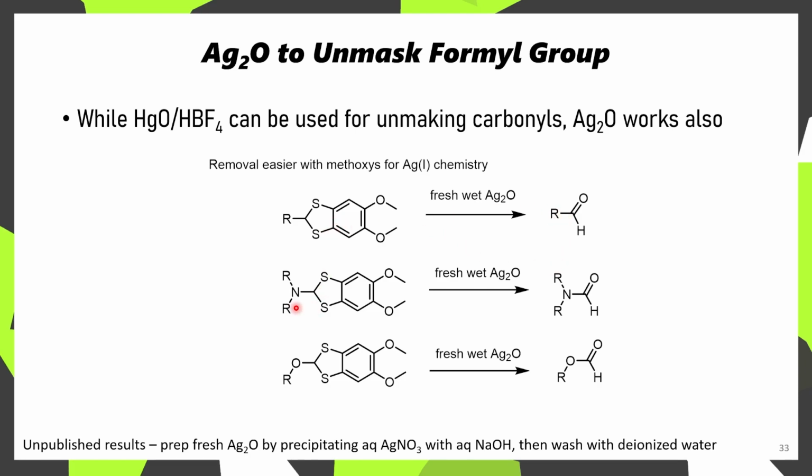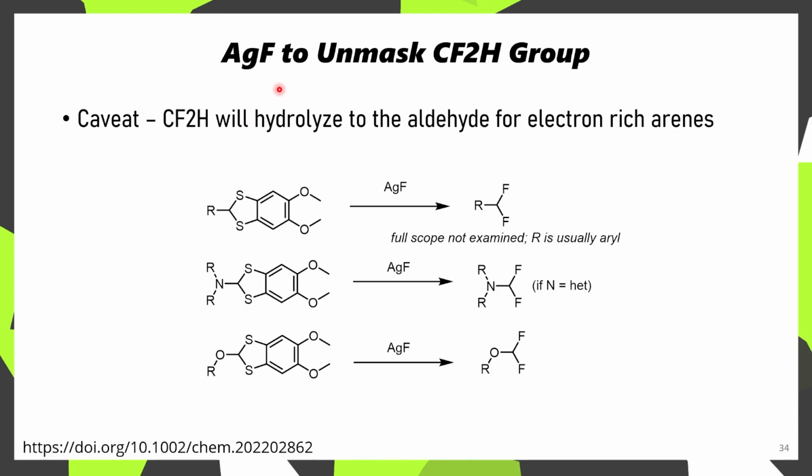If you do this with a nitrogen-containing compound, you'll get the corresponding formamide, and if you do this with the ether analog, you'll get the corresponding formate. This doesn't have to be the dimethoxy analog, but it will be faster if you use the dimethoxy analog. I highly encourage you to use fresh wet silver oxide, as the dry silver oxide has poor reactivity for organic chemistry in general. You can also use silver fluoride to unmask the CF2H group.